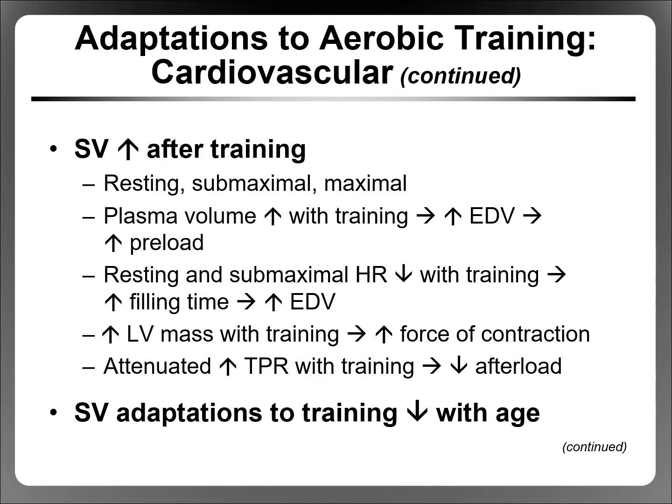This is going to work up until a certain point. These big adaptations in stroke volume are actually going to decrease with age. So when training a young, healthy 20-year-old and an older, healthy, say 50 or 60-year-old, even though the trainee is still going to show increases in stroke volume, we're going to have much larger adaptations with the younger individual as opposed to the older individual.